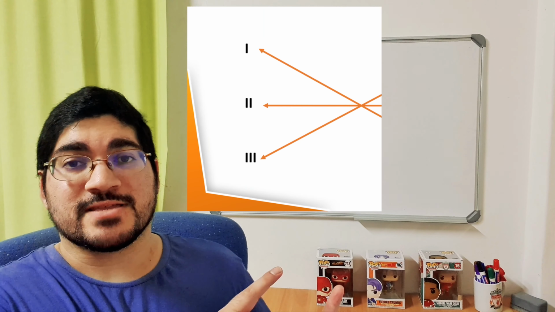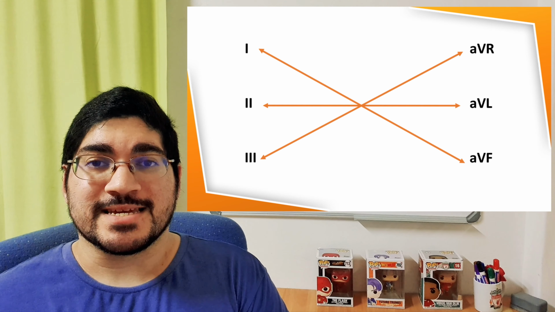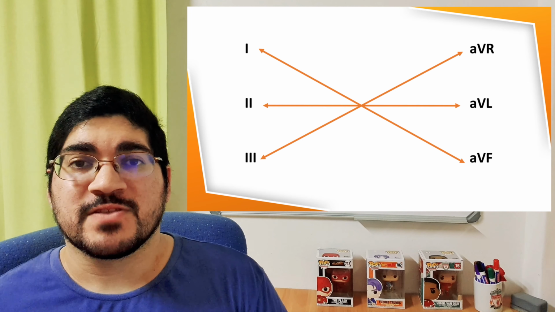So to calculate the axis of a QRS complex, we use 6 leads. We use 1, 2, and 3, and then AVF, AVL, and AVR. And you can see on the diagram here that this diagram is set up in the same way that they're set up on an ECG. And you can also see that there are pairs of leads. So 1 is connected to AVF, 2 to AVL, and 3 to AVR.